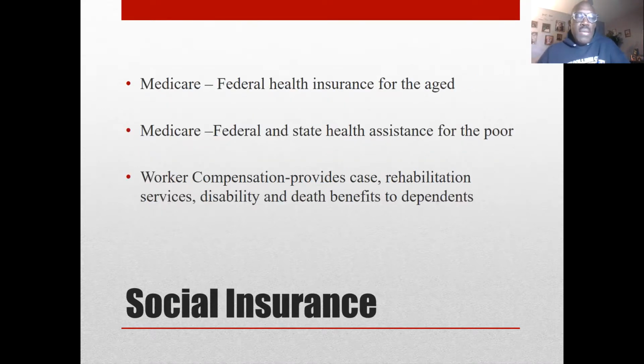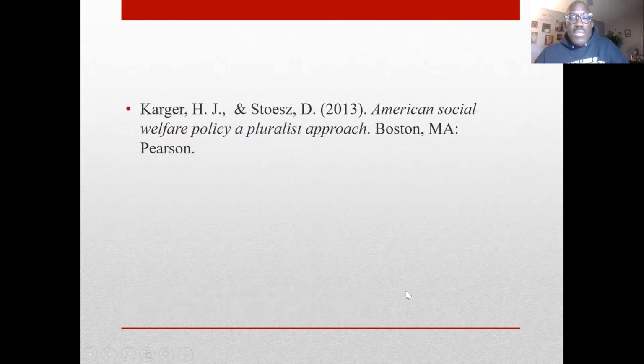Then we also have these other aspects of social insurance. We've got Medicare, which is federal health insurance for the aged. We pay for that now. Medicaid is actually federal and state assistance for the poor, people who are too poor to otherwise qualify. And then workers' compensation, which provides rehabilitation services, disability, and death benefits for dependents. So these are literally all of your social insurance programs. You'll be hearing a lot more about them, even as a social worker entering into the work world. These are things that are important, or should be important.